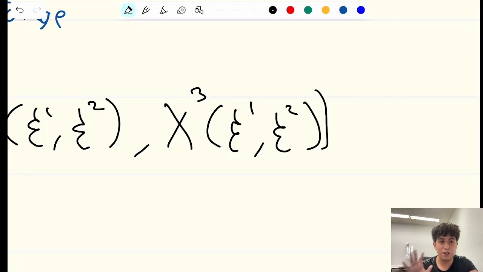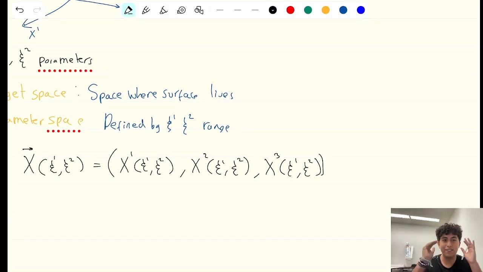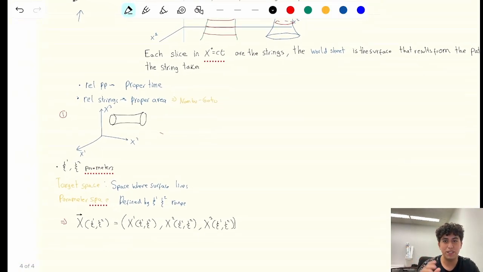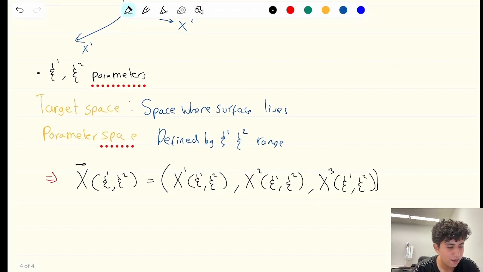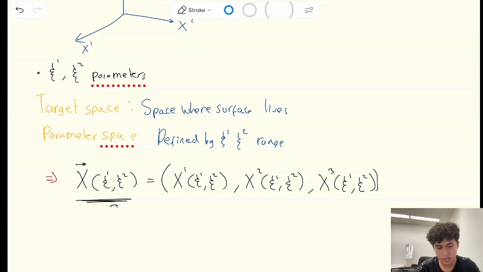Just a remark, we're not including time. This is not time, this is just a normal surface in 3D space, or a 2D surface in 3D space, and we're parameterizing it using this map. Cool.